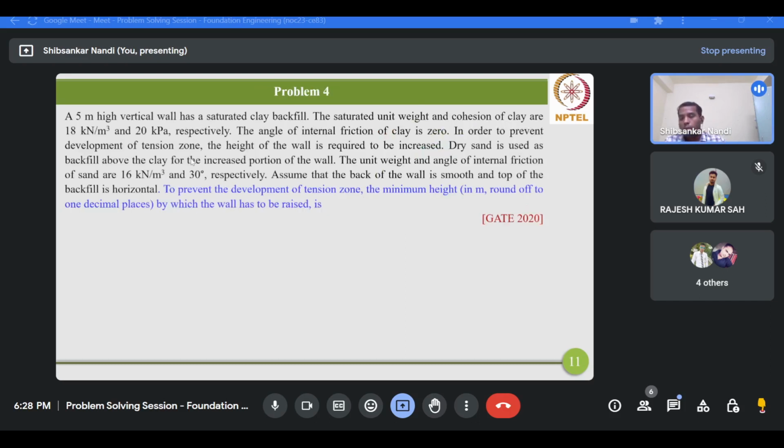Now we'll take another problem, and this problem is taken from the GATE examination 2020. In this problem, a 5-meter high vertical wall has a saturated clay backfill. The saturated unit weight and cohesion of clay are 18 kilonewton per meter cube and 20 kPa respectively. The angle of internal friction of clay is 0.